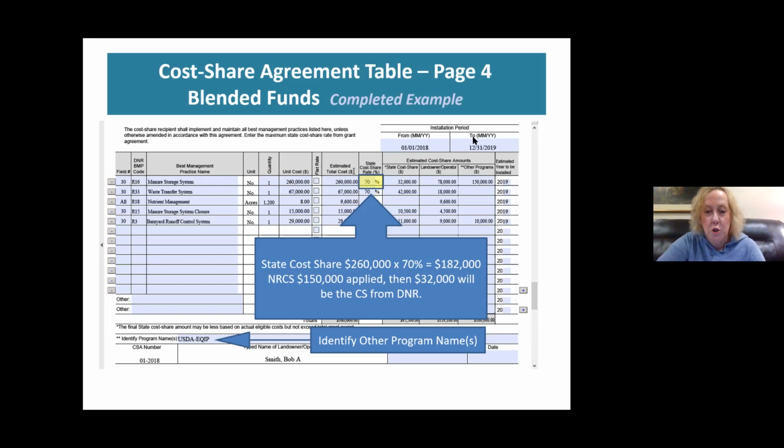Whenever you have situations where you've got multiple flavors of money at play, it can be kind of confusing. I encourage you to reach out to your Nonpoint coordinator if you've got questions on how to fill this out. But it's really important that you reflect the various sources of money and who's paying what, or, in the case of a reimbursement, who paid what. If you've got multiple flavors of money at play, they need to be reflected in the cost share agreement.